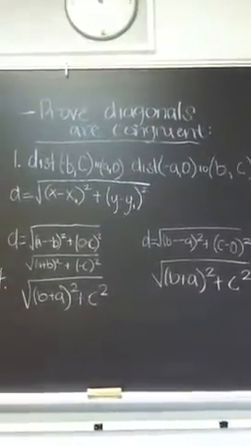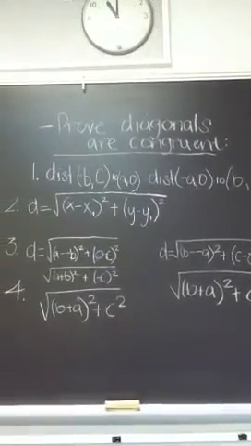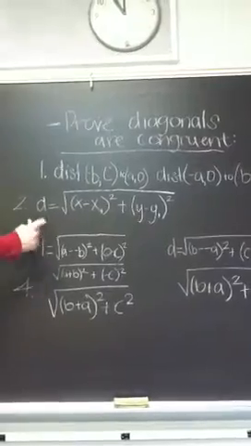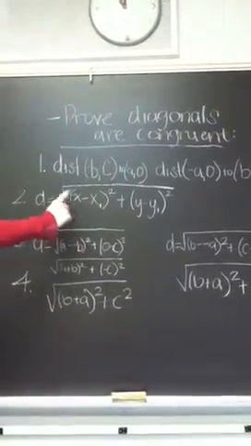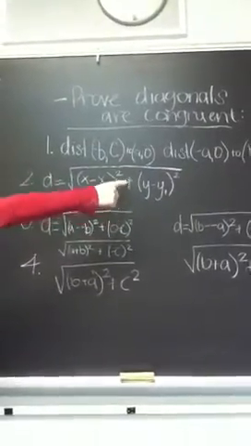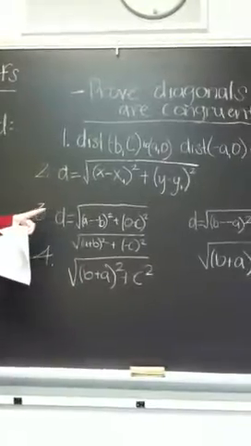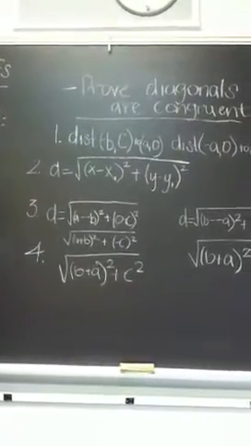And so you have to state that as your first step in your proof. Then you have to state how you're going to find the distance, which is by the distance formula, which is D equals the square root of x minus x1 squared plus y minus y1 squared. So then you plug your points into that distance formula to find the distance of each diagonal.